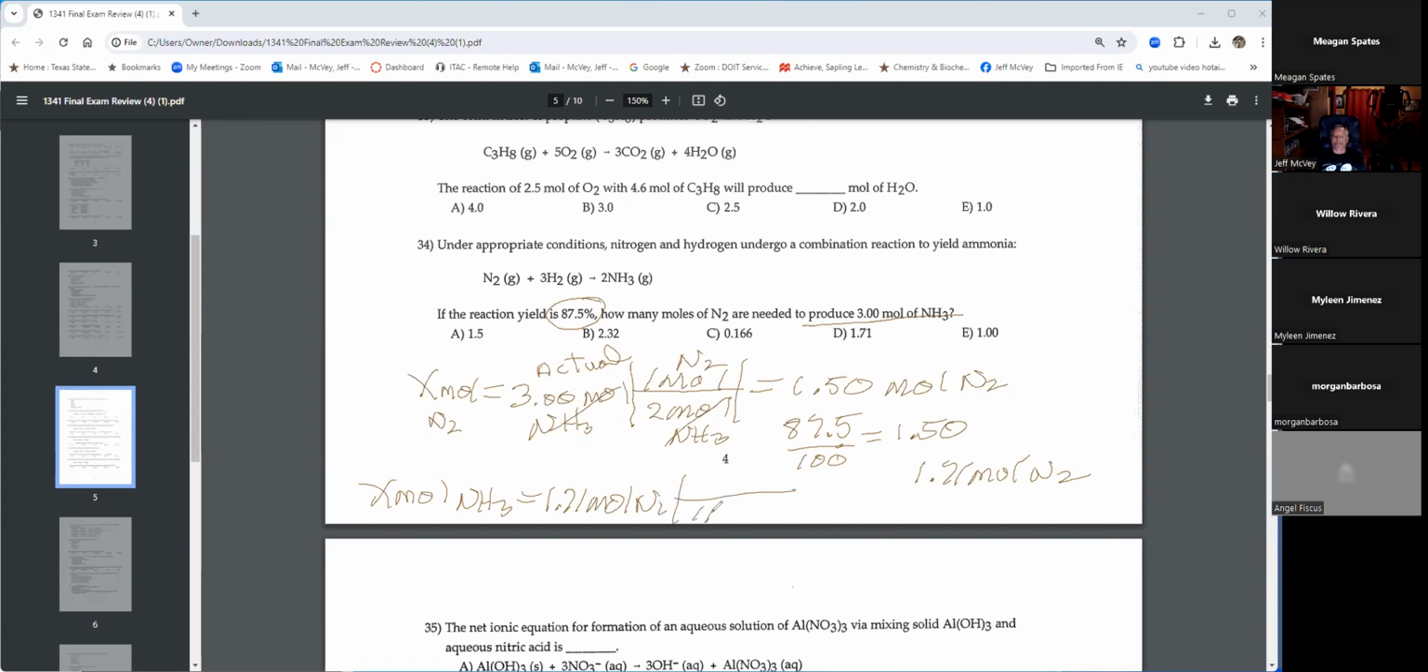My ratio is 1 mole of N2 to 2 moles of NH3. All right, let's see. So that's 1.71 times 2, which gives me 3.42. But my percent is 87.5%. So if it's 87.5% yield, I'm just going to multiply that by 0.875.